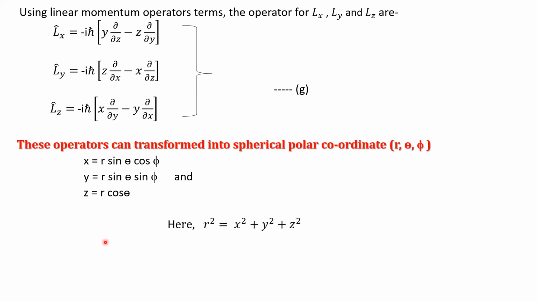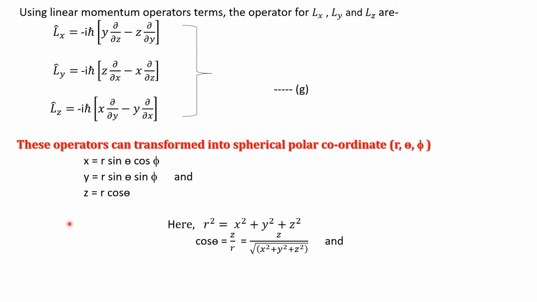Find cos theta. From that equation we find cos theta equals z by r. But r is again under root x square plus y square plus z square. Then find the phi term from the first two terms. If we take the ratio y by x, then r sin theta gets cancelled. The remaining term is sin phi by cos phi, that is tan phi, that is y by x.